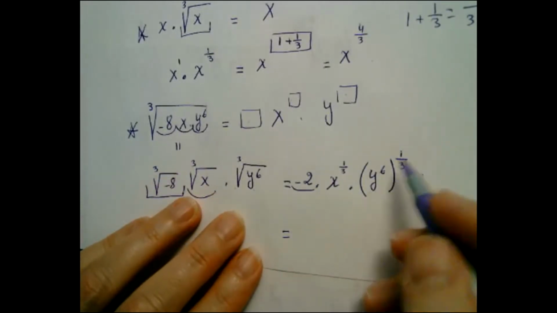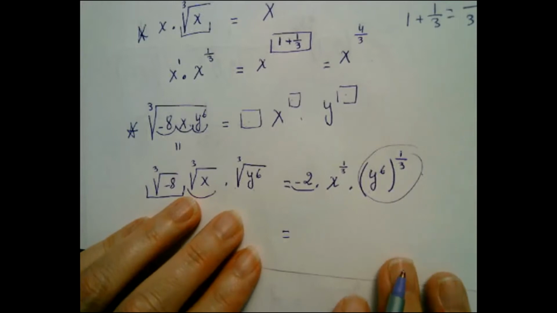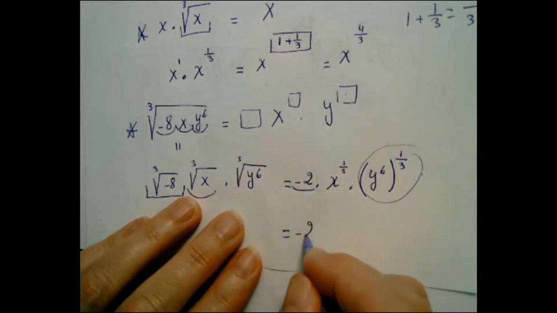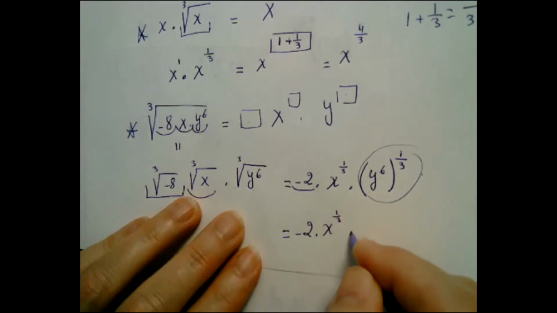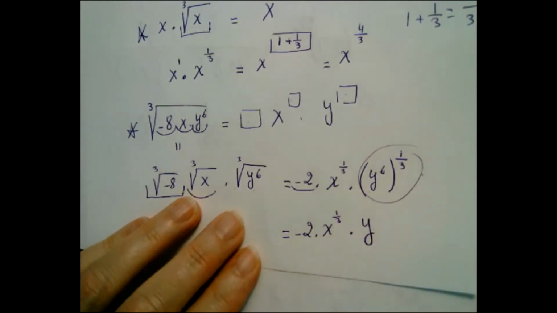So finally, I don't really like this. It's messy for me, so let me fix it. It's minus 2 x to the power a third times y to which power now? Y to which power? Y squared. Kayla is telling me y squared.